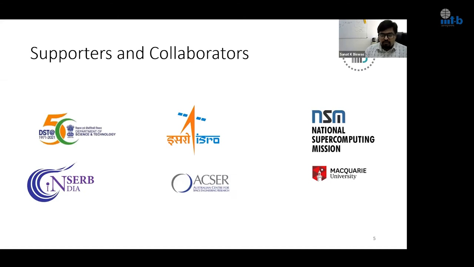These are our supporters and collaborators: DST, ISRO, National Supercomputing Mission, Australian Center for Space Engineering Research, and Macquarie University. Now, does ISRO share data with you on the debris collision estimation? For space debris related data, we get it from the Space Surveillance Network, which is run by the US Department of Defense. ISRO does not have that framework for sharing the data yet, but I think they are developing that as well. Okay.